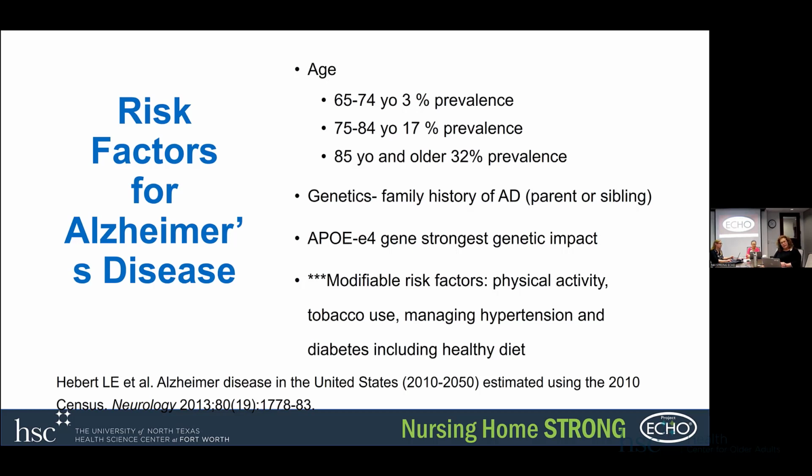In terms of modifiable risk factors, things that we can do to help from getting dementia, there's physical activity, smoking, managing of hypertension, diabetes, and even dietary risk factors. And then I should put in there too, probably depression. Depression increases your risk of having Alzheimer's.